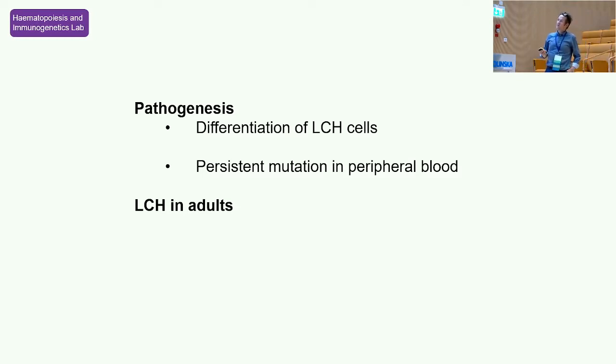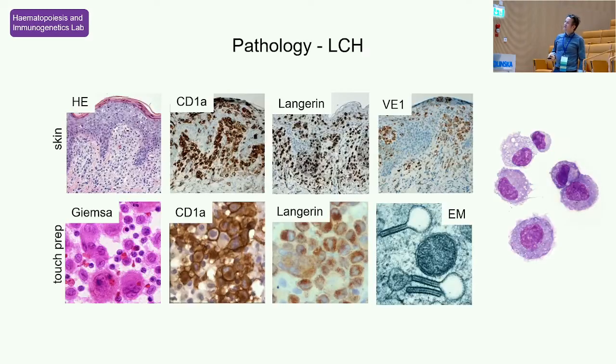Another point she alluded to is the fact that the mutations are persistent in the blood of patients who are treated with inhibitors, and what that might mean. We're quite lucky in LCH that there's a really good pathological phenotype: CD1a and Langerin, and even if you've got a BRAF mutation, you can look with this VE1 antibody. This is a touch prep, and these are the famous Birbeck granules. You wouldn't do this clinically, but this is what led investigators to unify LCH with the Langerhans cell.